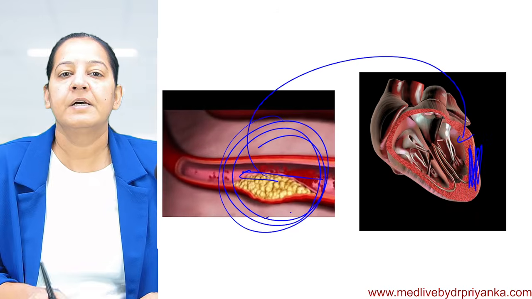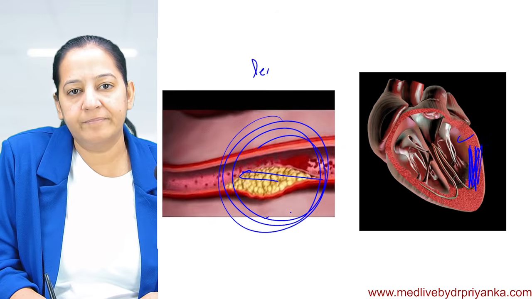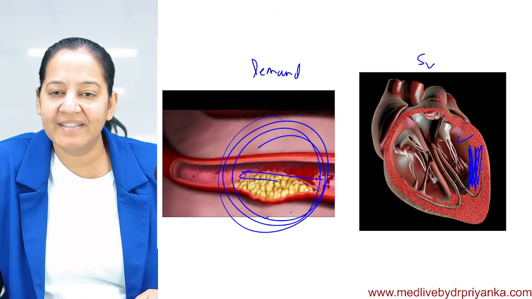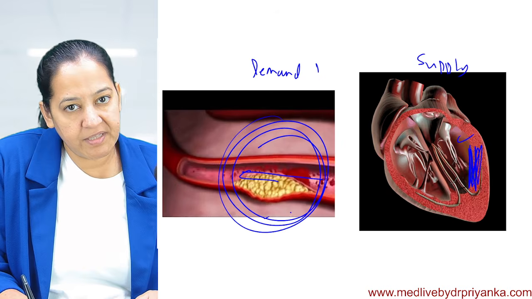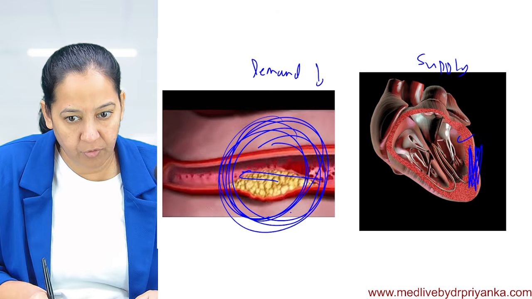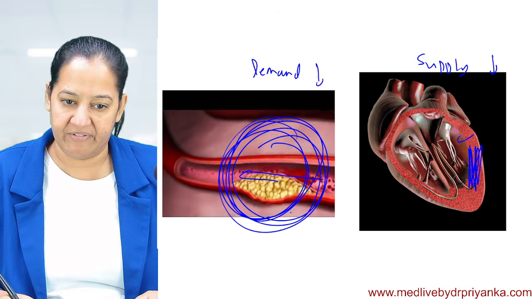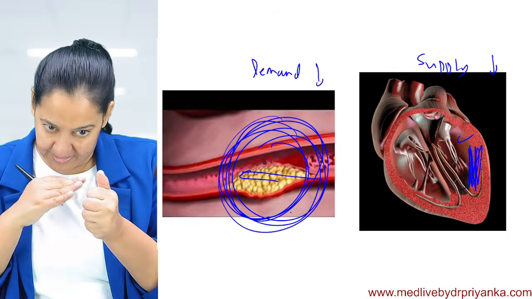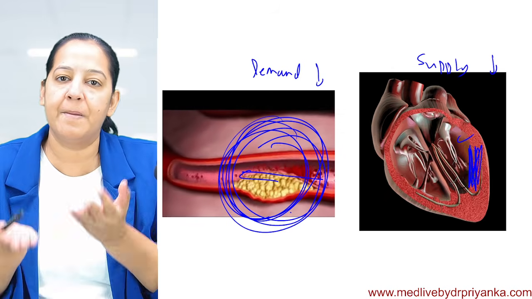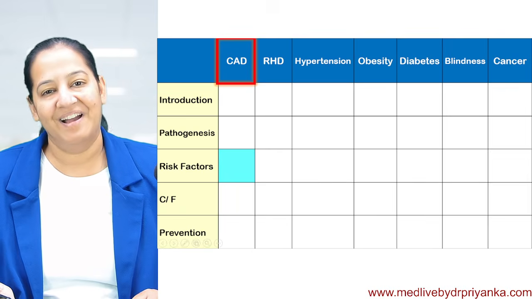If it will not pump, the blood in the aorta will be limited, and that's coronary artery disease. So you can see this is demand and this is supply. If you are reducing the demand by causing obstruction in the lumen of the coronary, supply automatically decreases. So less blood will come into the aorta, and that's coronary artery disease, an imbalance between demand and supply. I hope you all got it.